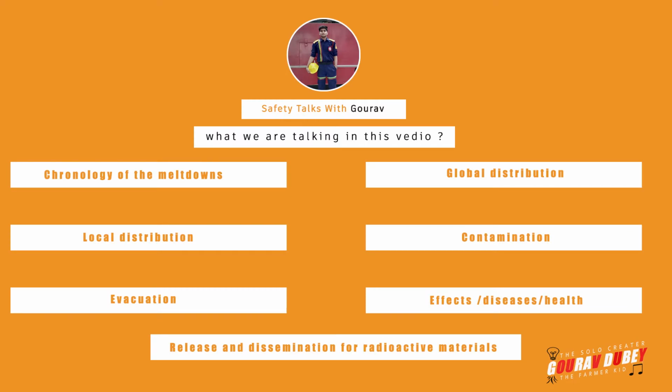So the first question that is rising in your mind is what we are talking about in this video. There are a few topics that we are discussing in this video. The first one is the chronology of the meltdowns, then global distributions, local distributions, contaminations, evacuation, effects, diseases, health, and releases and dispensations for radioactive materials.